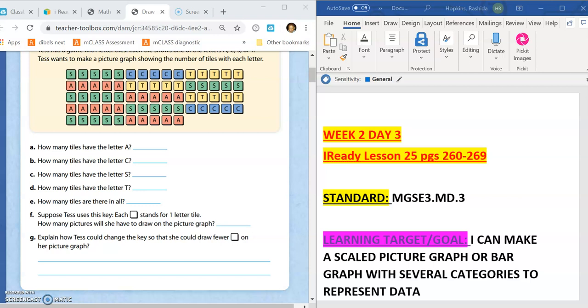Today, I will present week 2, day 3, iReady, lesson 25, titled Draw Scaled Graphs. Let's get started by reviewing our standard and our learning target for this lesson.